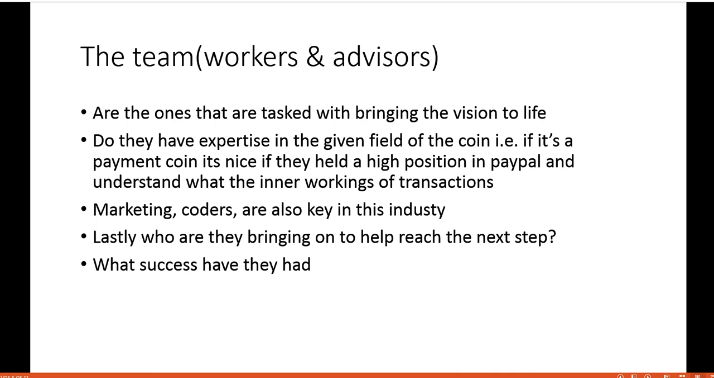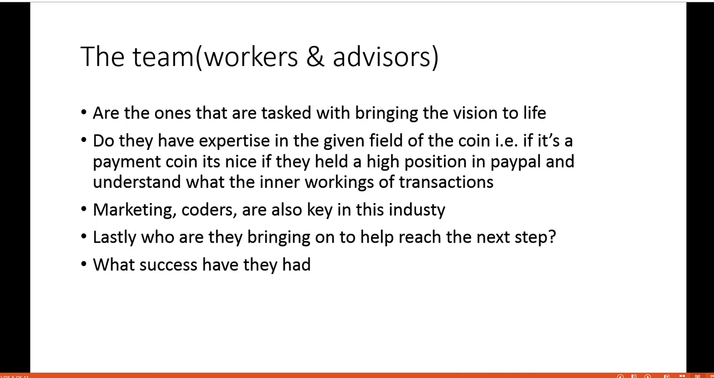Where are they getting their team from? Are they getting a good solid team together? Do they have marketing? Do they have coders? People that are actually in that industry and bringing that to life, because sometimes I can put a group of people together, doesn't mean it's going to be the right team. I want to bring in the right people, right? And lastly is, who do they bring on when they need help?